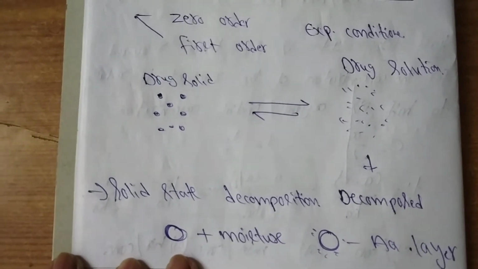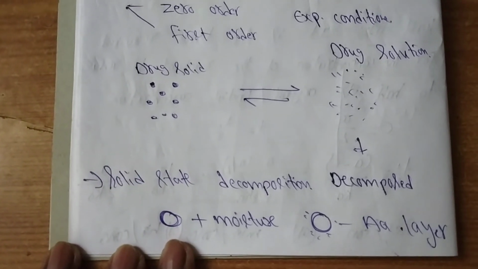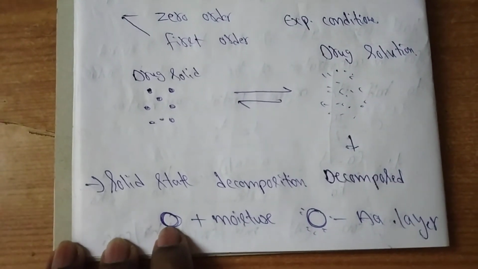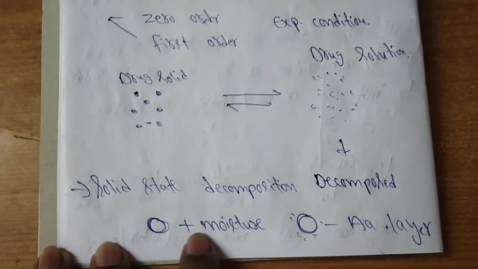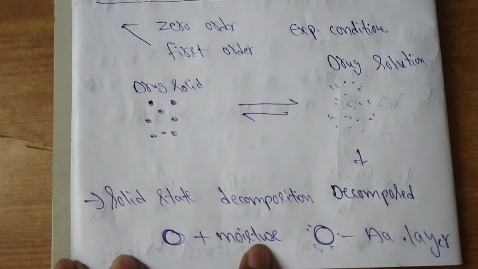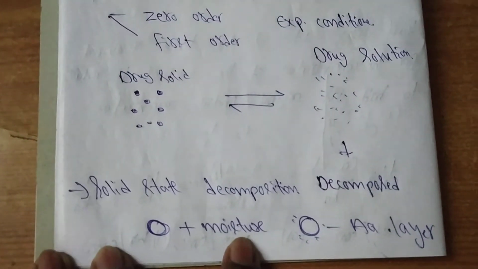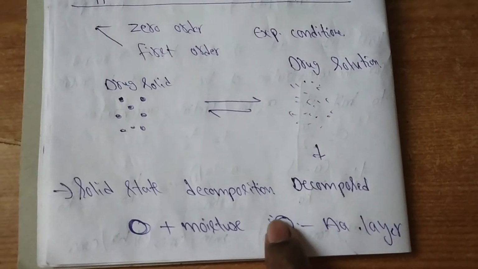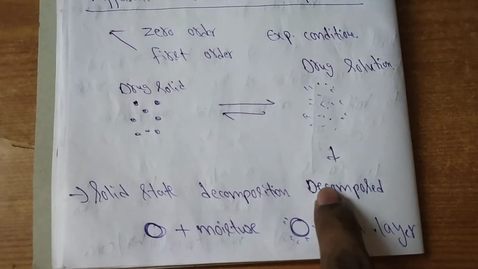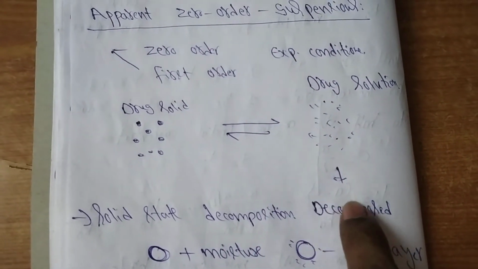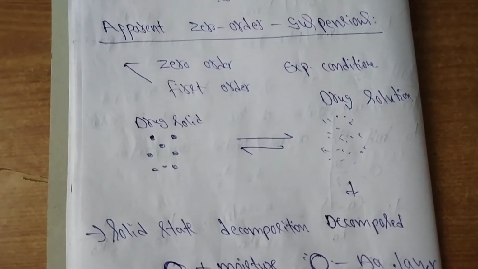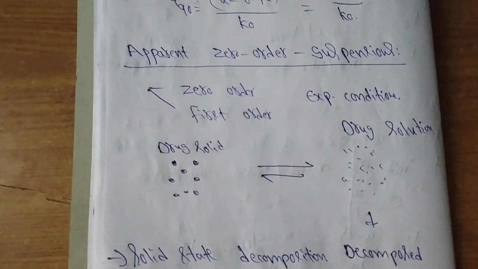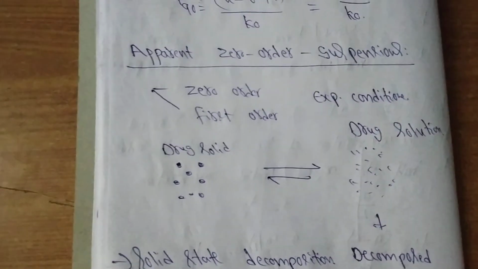Solid state decomposition of tablets, capsules and dry syrups: if solid state tablets, capsules or syrups react with moisture present in the atmosphere, this moisture forms an aqueous layer around the solid particles. This may cause decomposition of the substances. So suspensions follow apparent zero order kinetics. Thank you.